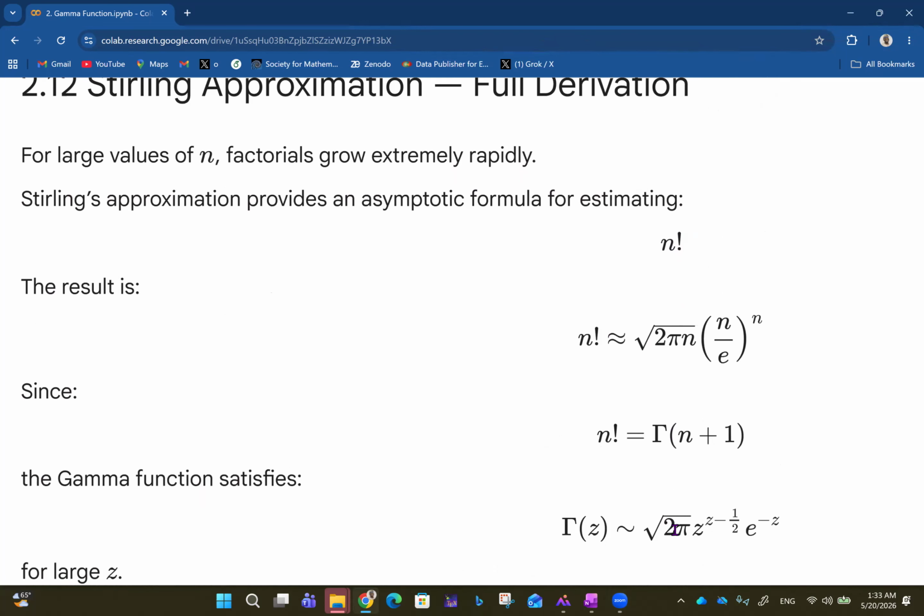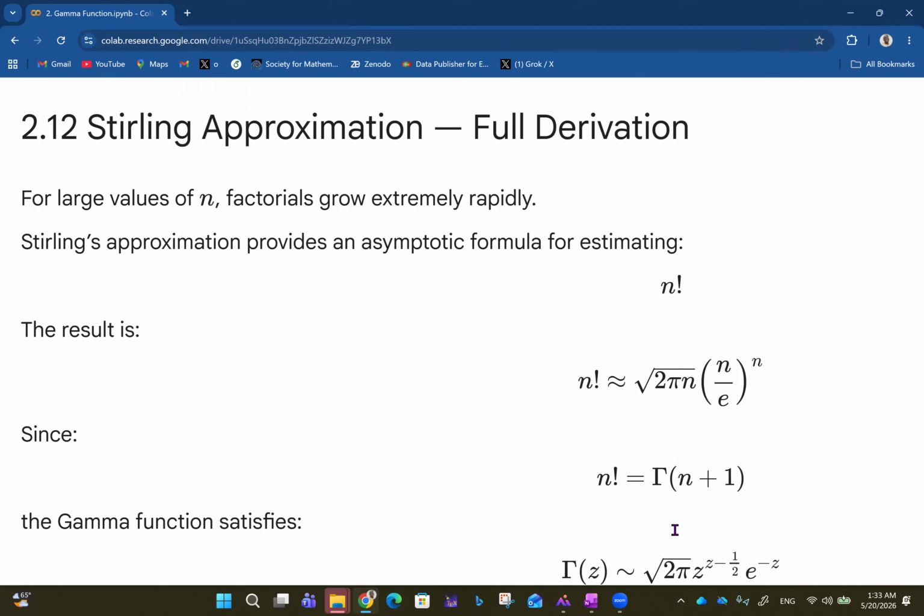Then that takes us to the idea of Stirling approximation, and we get the full derivation of that. For large values of n, factorials grow extremely rapidly. So Stirling's approximation provides an asymptotic formula for estimating n factorial. The result is n factorial is approximately square root of 2 pi n multiplied by n over e raised to the power n. Since n factorial is equal to gamma of n plus 1, that's established.